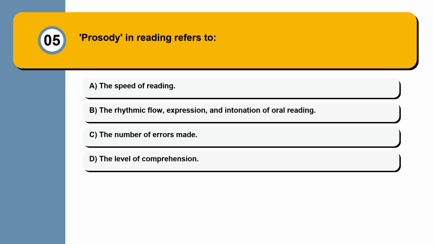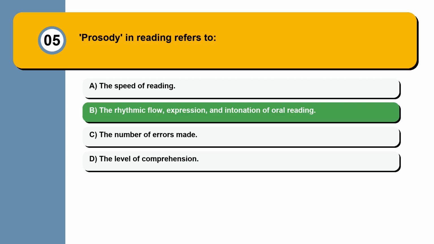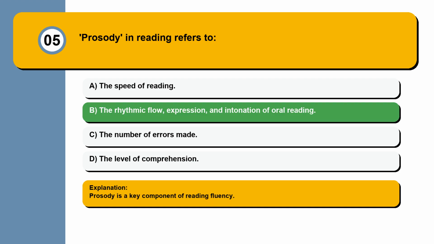Question 5. Prosody in reading refers to: the speed of reading, the rhythmic flow, expression, and intonation of oral reading, the number of errors made, the level of comprehension. Prosody is a key component of reading fluency.